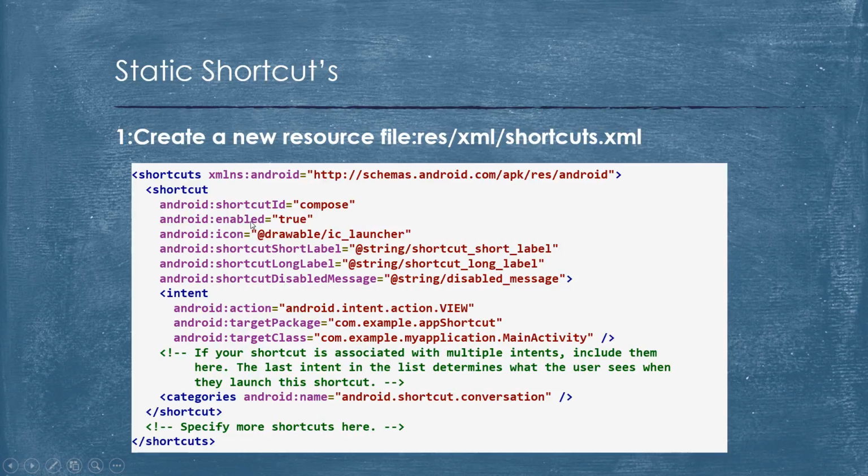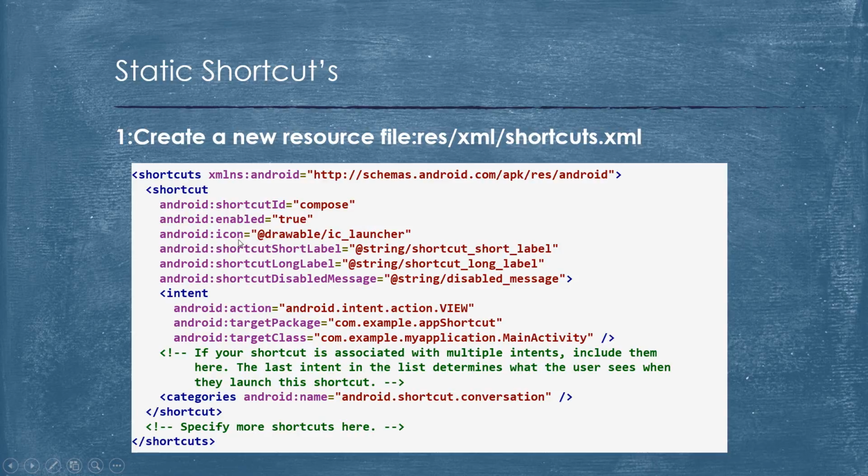We have written here the compose, that is enabled. This is for whether you want the shortcut to function or not. When it is enabled, you put true here, and it will be usable. I mean, if the user clicks on that shortcut, the action will be performed. But if it is set to false, the user won't be able to access that shortcut. But there is a message that will be displayed, so we will see it later.